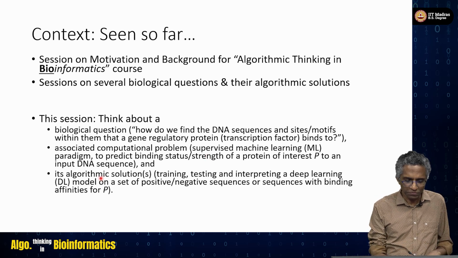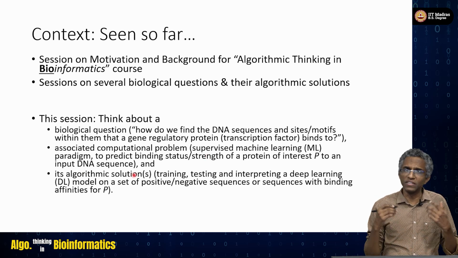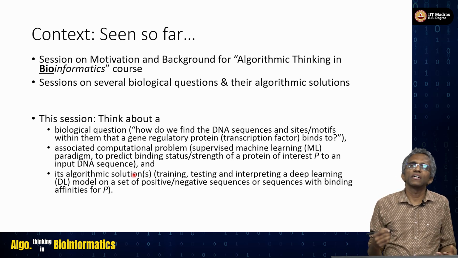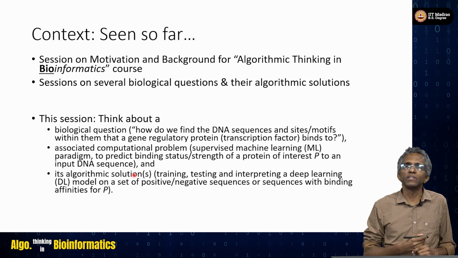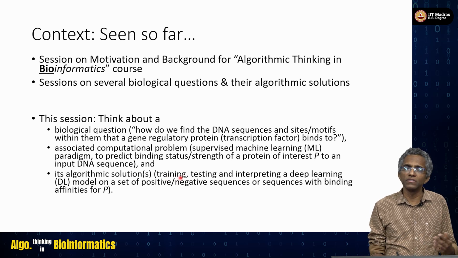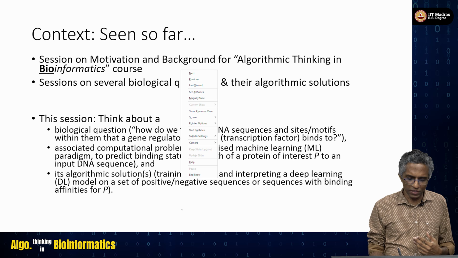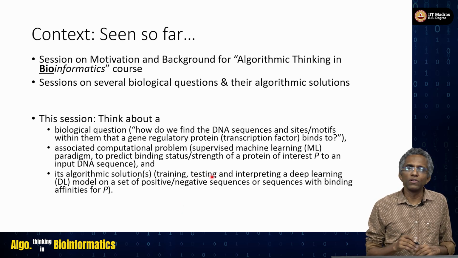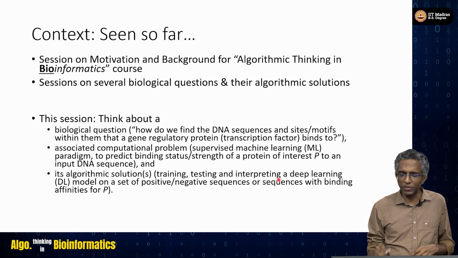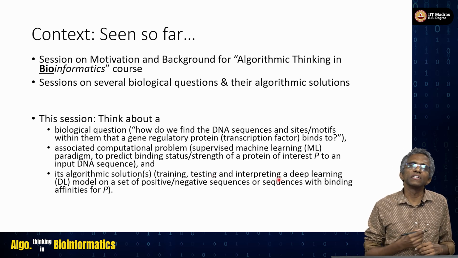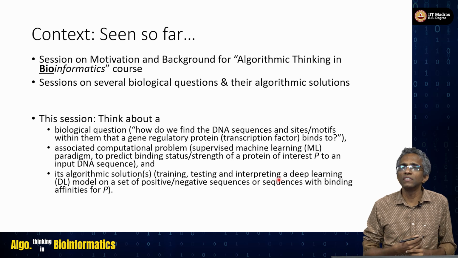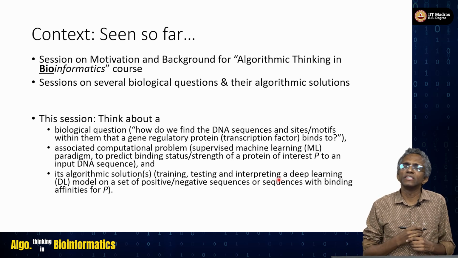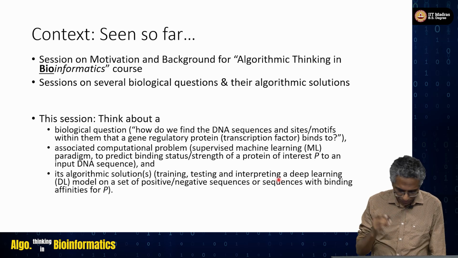The algorithmic solution is going to be this DeepBind model that I referred to. So, this is a deep learning model, and so we will have certain standard algorithms that are adapted to this particular DeepBind model for training the model given this training data of positive or negative sequences or sequences with binding scores, testing the model on unseen sequences, and then, more importantly, interpreting the model so that we can understand what the motifs are that the model has learned, and what the effect is of mutations that are associated with diseases on these motifs, okay.